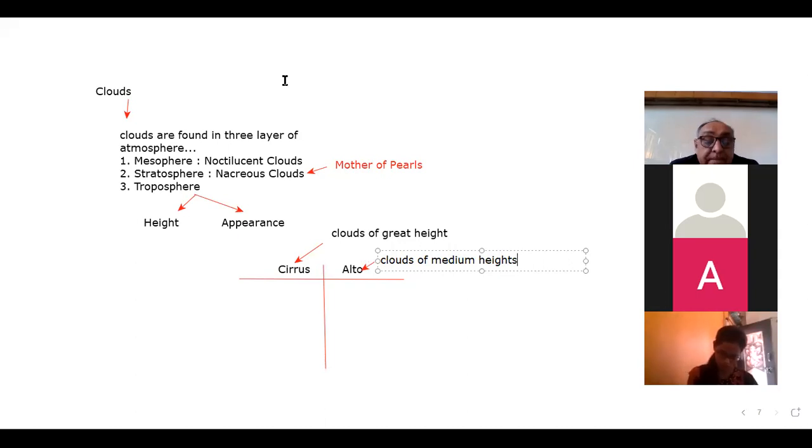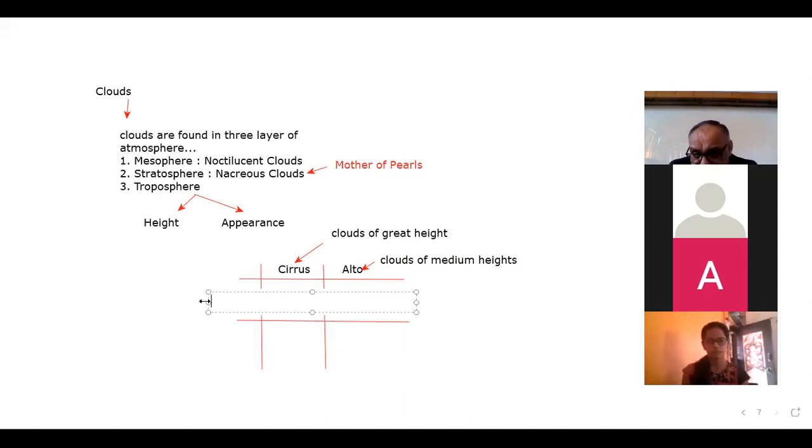And next to this, there is the classification of clouds on the basis of their appearance, okay? As far as the appearance is concerned, some clouds look like a strata. Strata means like a sheet spread on something, right? So that is called stratus. Stratus clouds are in the form of a sheet, spread like a sheet. Those are called the stratus clouds, right?